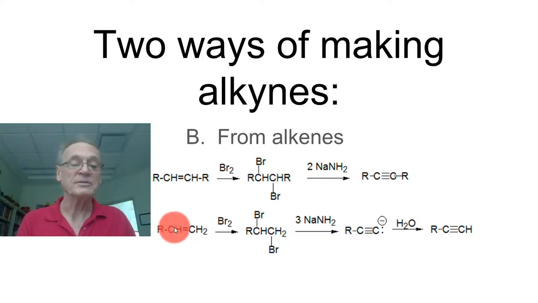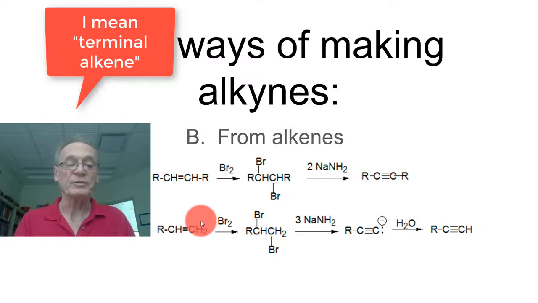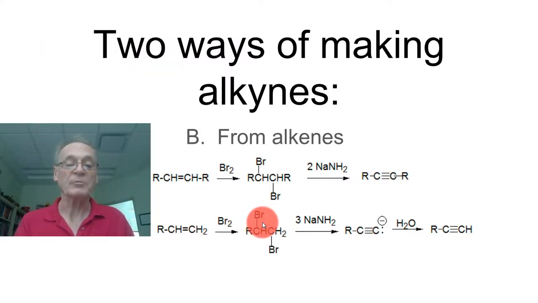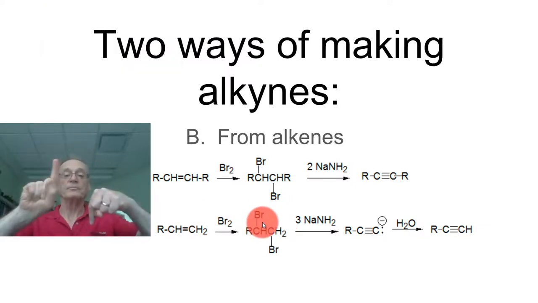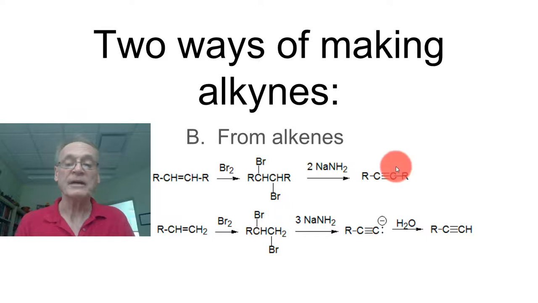If the double bond ends a chain, so we might call it a terminal alkyne, first thing we do is the same. We add two bromines across the double bond and it makes it into a dibromide. And then we're going to add not two, but three equivalents of sodium amide. The first one's going to take off a hydrogen and kick out a bromine. The second one's going to take off the other hydrogen and kick out a bromine. And that would get us to the triple bond, as it did here.